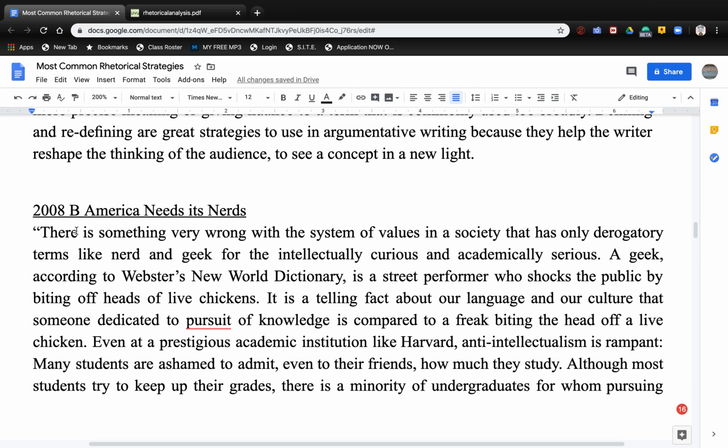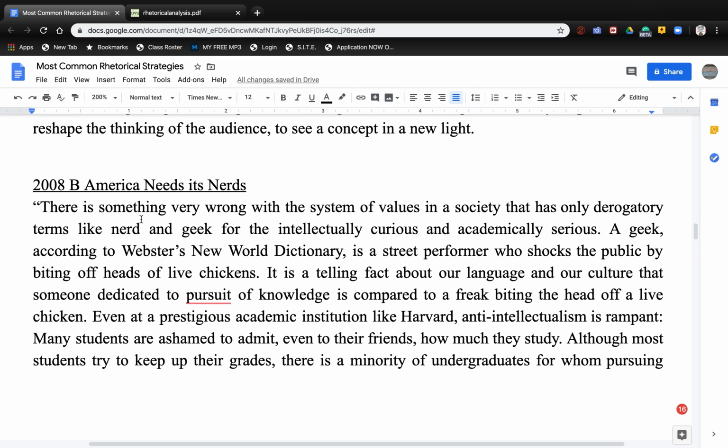This is a 2008 piece, "America Needs Its Nerds." So this is right at the beginning. "Now, there's something very wrong with the system of values in a society that only has derogatory terms like nerd and geek for the intellectually curious and academically serious." So they're already establishing the idea here, right? That we are using derogatory terms, or derogatory definitions, for people who are, well, intellectually curious and academically serious.